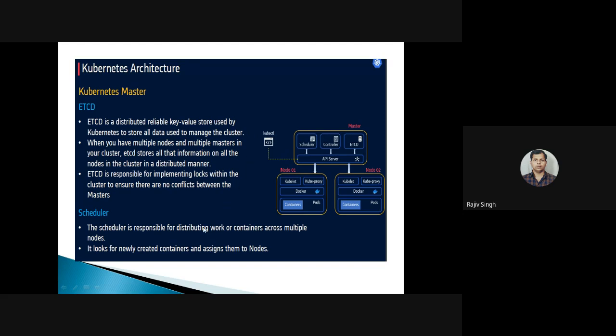Next, the scheduler. The scheduler is responsible for scheduling the pod and assigning the node. There could be a number of nodes in our cluster, so which node is suitable for that particular pod is decided by the scheduler. So the scheduler creates the pod and assigns a node to that pod, because that pod will run on a particular node. It could be node 1, it could be node 2, or it could be the master. This work is done by the scheduler.